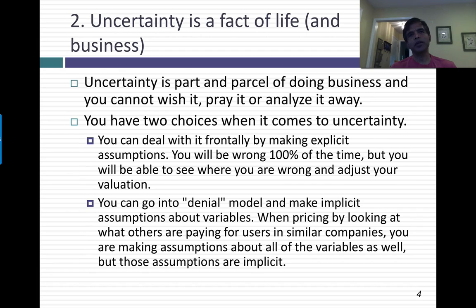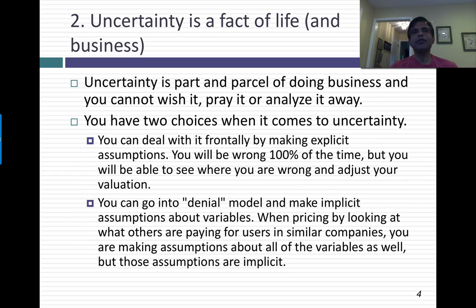Here's a second aspect of uncertainty that I found is something you have to deal with. Uncertainty is a fact of life. You can't wish it away, you can't pray it away, you can't analyze it away. The way I describe it is when you value companies, uncertainty is going to come at you no matter how hard you try. So there are two choices you have when it comes to uncertainty. One is you can make explicit assumptions knowing that you're going to be wrong 100% of the time, which is what I've tried to do with my Uber valuation.